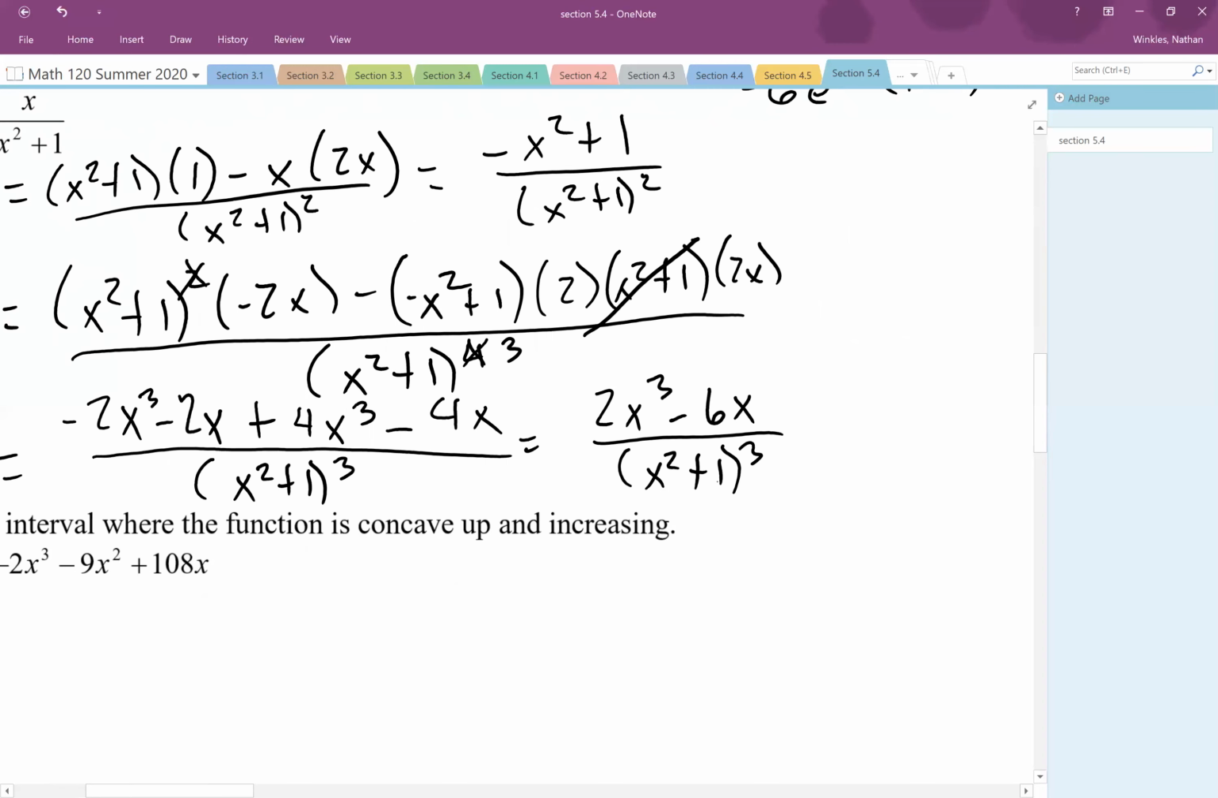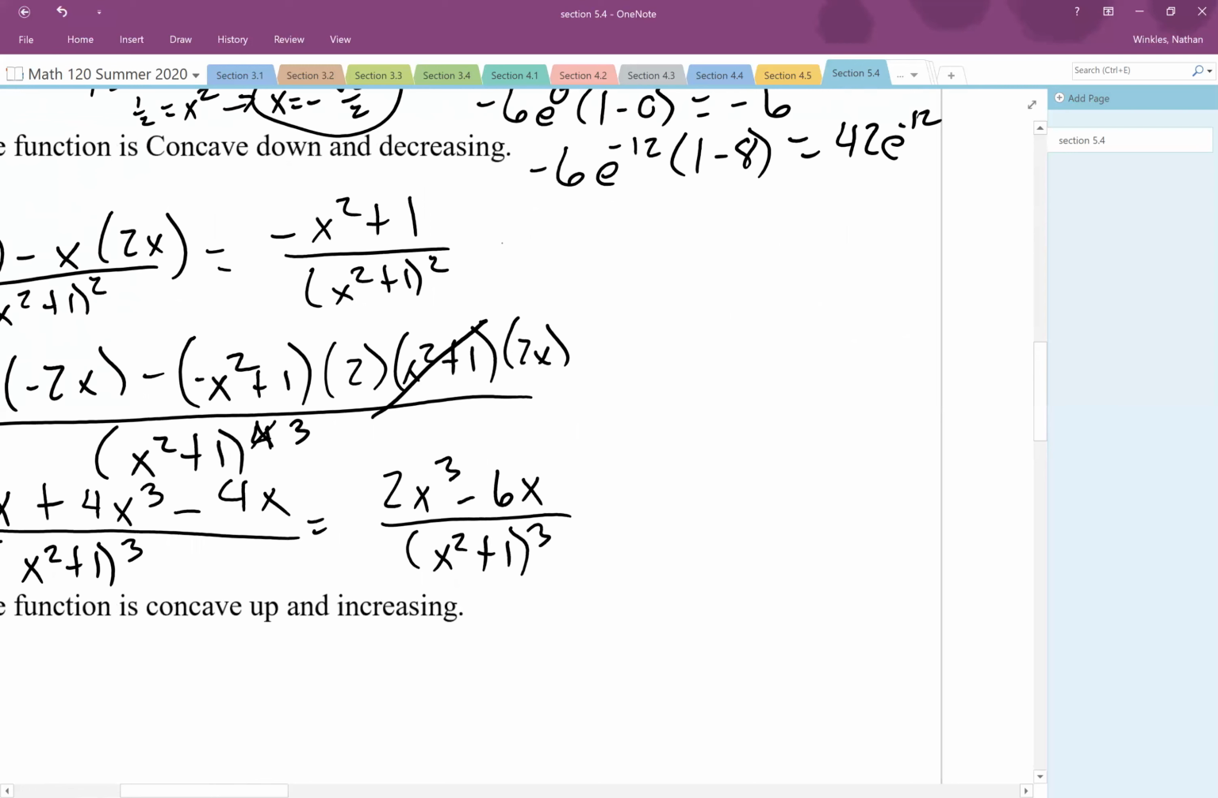Now, the good thing between our first derivative and second derivative is we don't have to worry about the denominators. We only have to worry about the numerators. So that tells us minus x squared plus 1 equals 0. 1 equals x squared. X equals plus or minus 1.